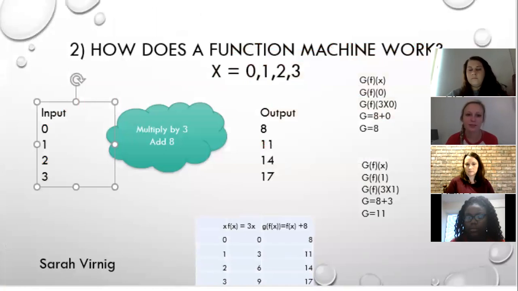How does a function machine work? So a function machine, we have an input and an output. We are given our input, or x, equals 0, 1, 2, and 3. And our rule is multiply by 3 and add 8. So when we take 0, multiply by 3, we get 0, add 8, we get 8. So our x and y would be 0, 8. When we do 1, we get 11, 2, we get 14, and 3, we get 17.